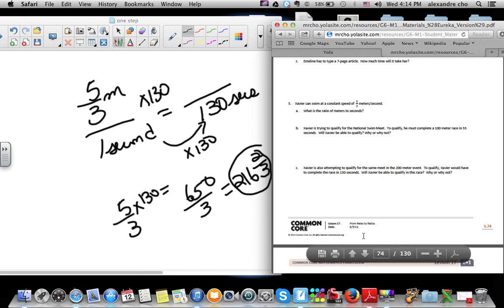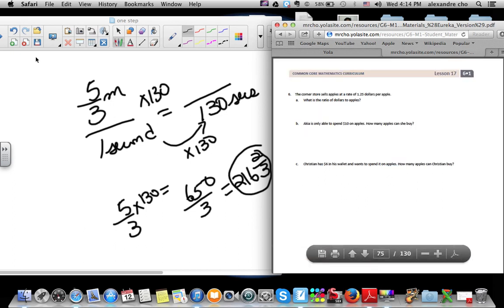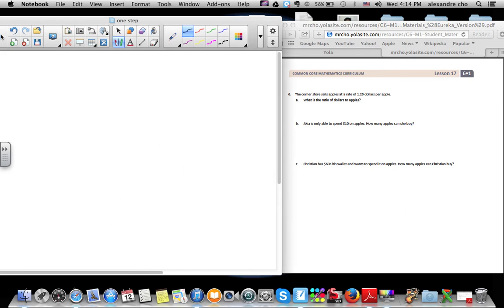And I forget what page this is. 74. We have one more. Okay, it wasn't that bad. And 75, I'm assuming this is the last page.